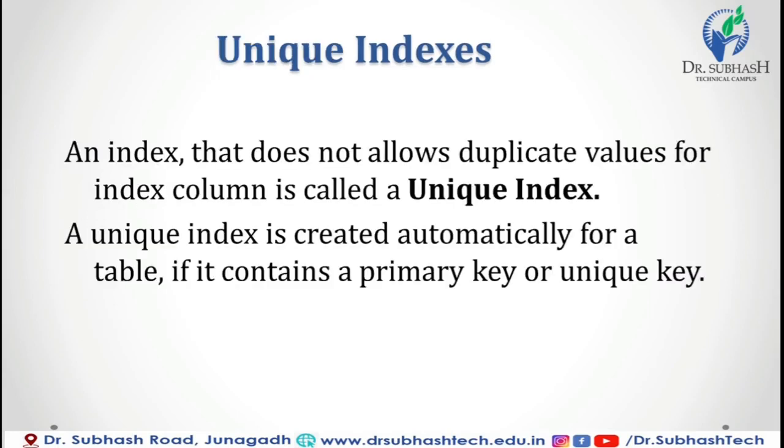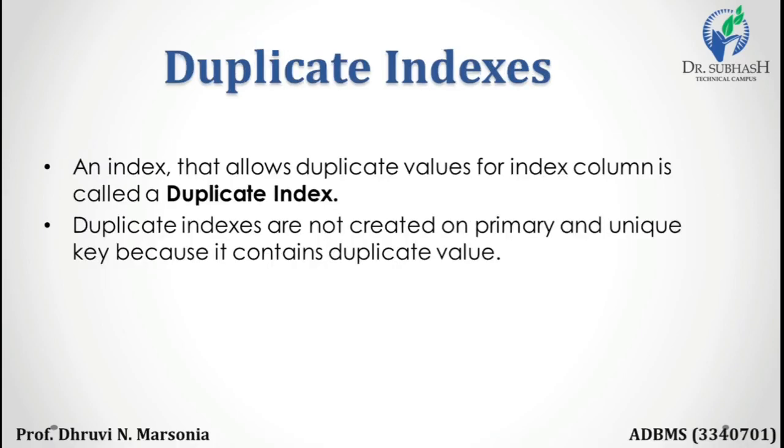First of all, unique index. What do we mean by unique index? An index that does not allow a duplicate value is known as a unique index. As the name suggests, unique means no duplicate value. A unique index is created automatically for a table if it contains a key, a primary key or a unique key. In the primary key column, we do not allow a duplicate value. So a primary key column is automatically a unique index.